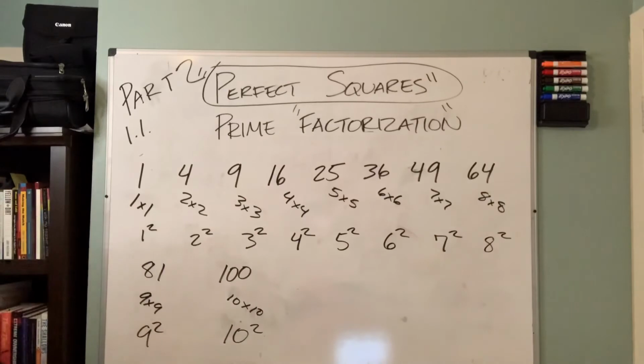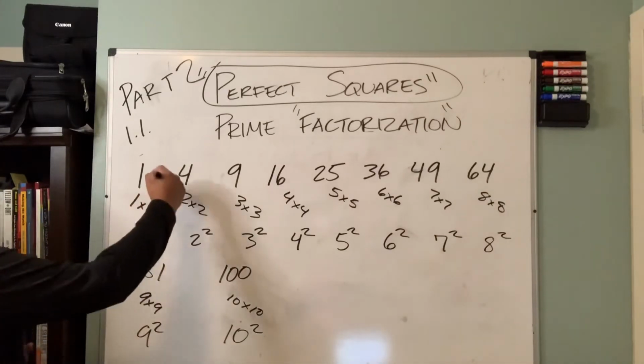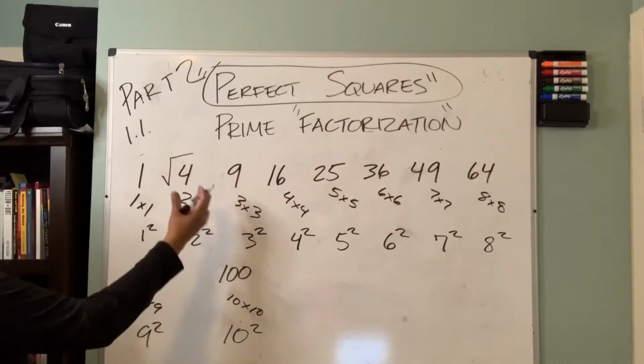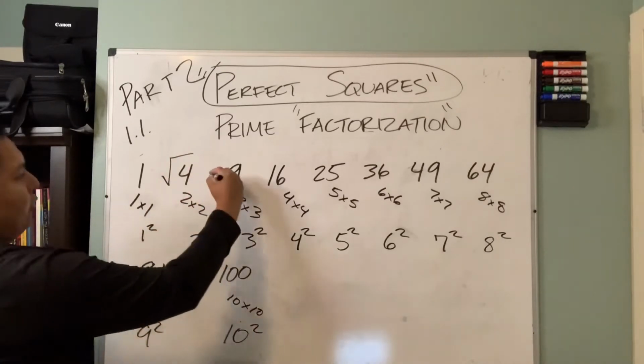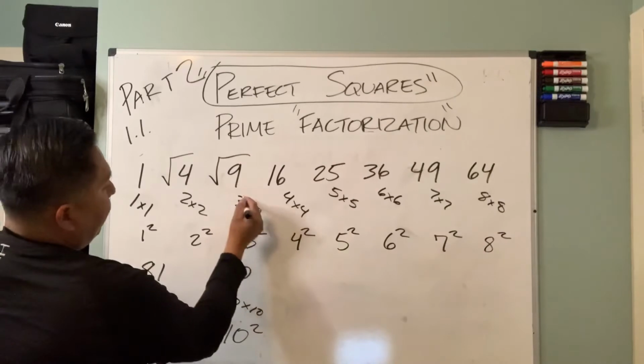So notice that you do see patterns here. If you look at it this way, you know you have the square root of 4 is going to be 2. The square root of 9 is going to be 3.